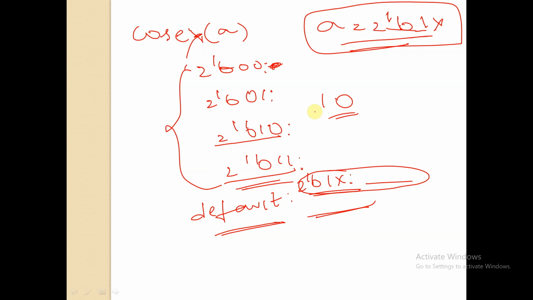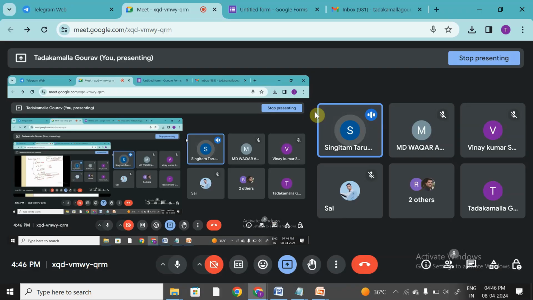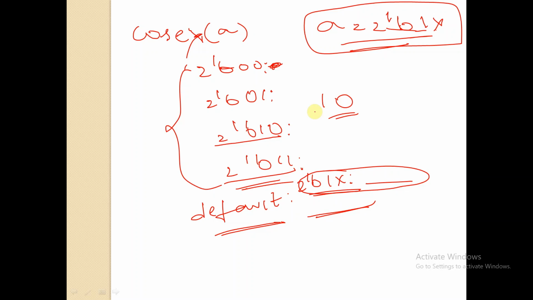And for case Z, it will take as Z only. Am I correct? Yes. See here, let's say there is no 2'b10, 2'b11, or instead of that we have 2'b1X. Now the A value is 2'b11. So the control will go to 2'b1X, right? No, it will go to the default statement.